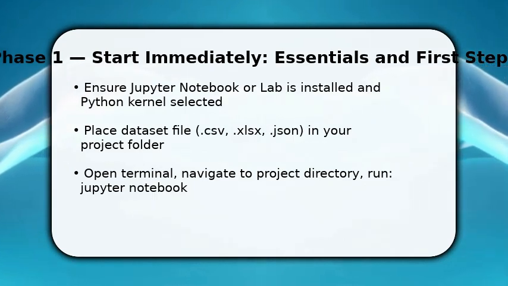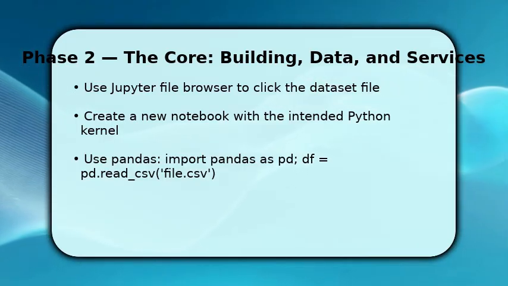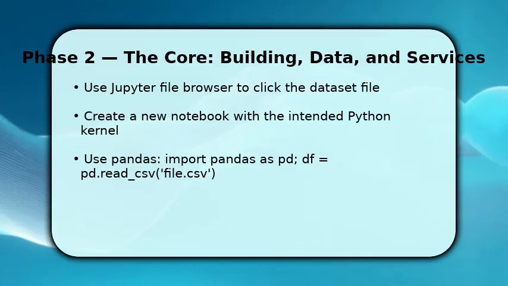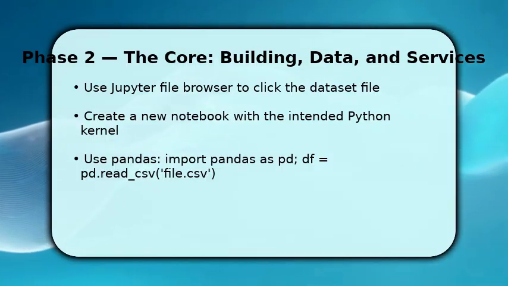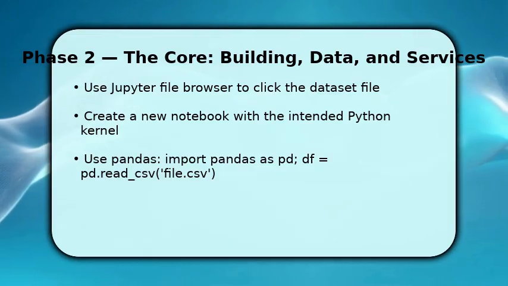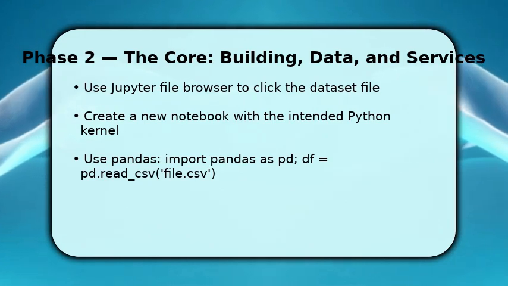than absolute ones. Now in the Jupyter browser, click the dataset file or create a new notebook in the same directory. You should create a notebook with the Python kernel you verified earlier. Once open, import pandas with import pandas as pd. This library handles most table formats. Then load the file, df equals pd.read_csv file.csv for CSVs, pd.read_excel for Excel, or pd.read_json for JSON. This approach keeps code reproducible and the data frame ready for inspection and cleaning.